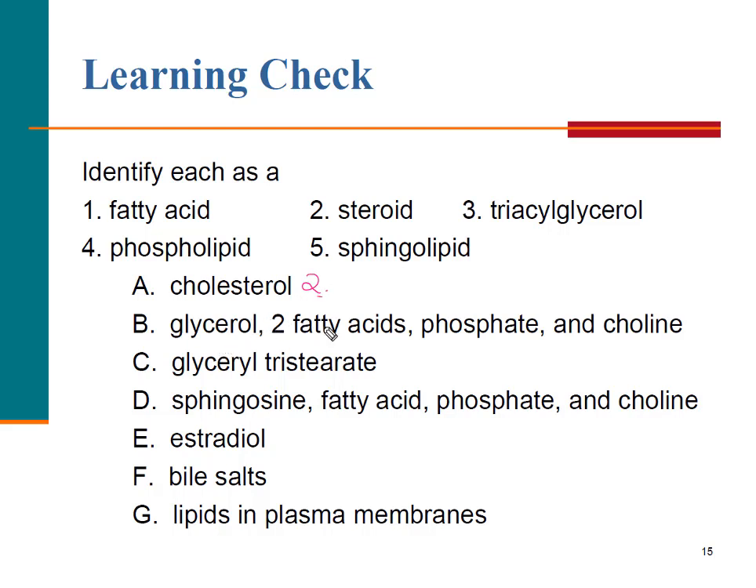Now, next we have glycerol, 2 fatty acids, a phosphate, and a choline. This is phosphatidylcholine. This is a phospholipid. So I'm actually going to put it here. So it's a phospholipid. It's not a triacylglycerol because there are only 2 fatty acids. Glycerol tristearate, that is a triacylglycerol. That's 3.